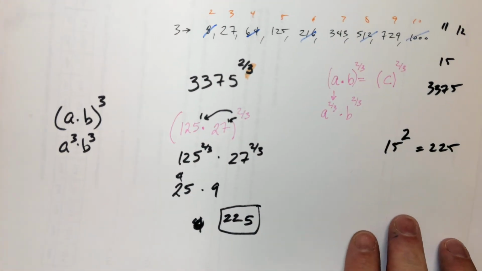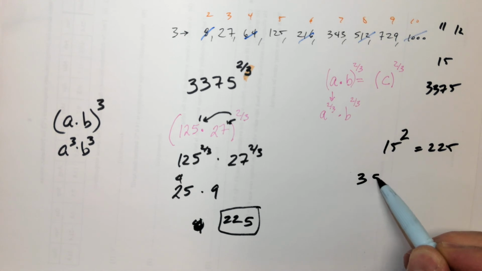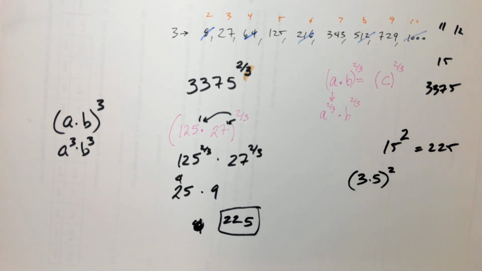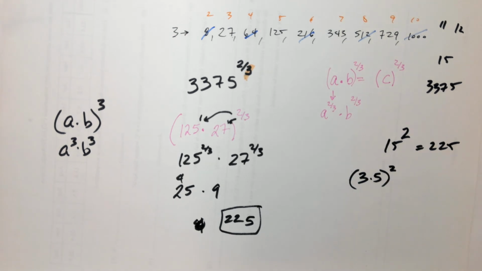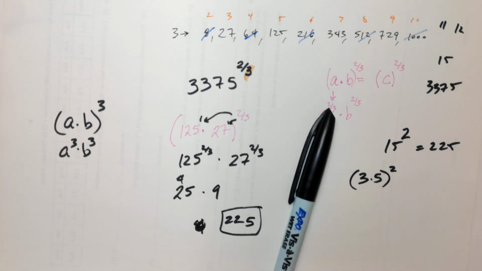But do you see that 15 squared is also the same as 3 times 5 squared? Because 3 times 5 is 15, so 15 squared, right? You see? And that's kind of what we did over here. You're right, I made it more difficult.